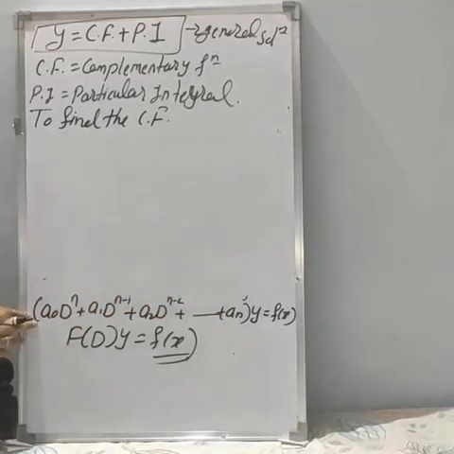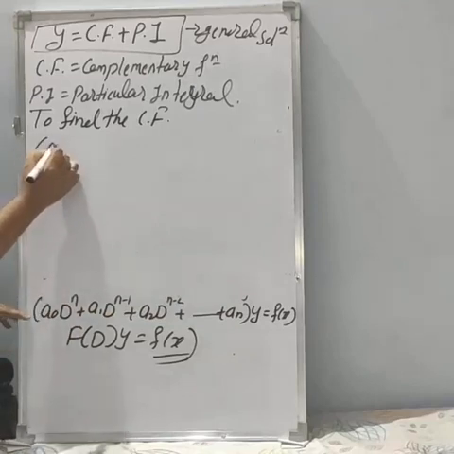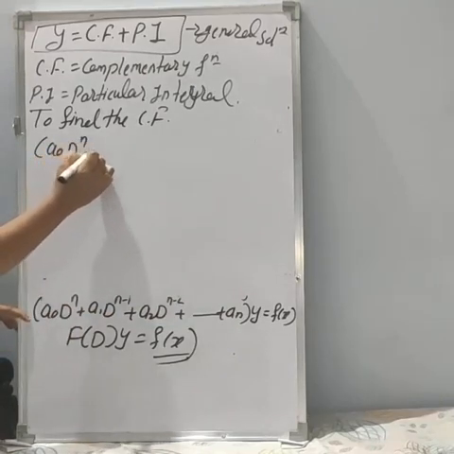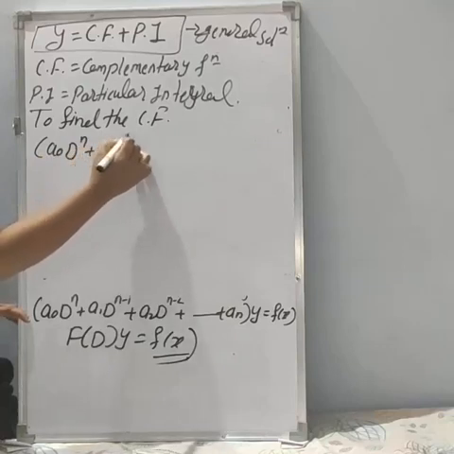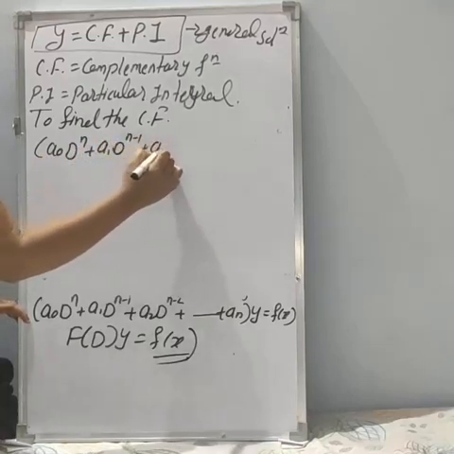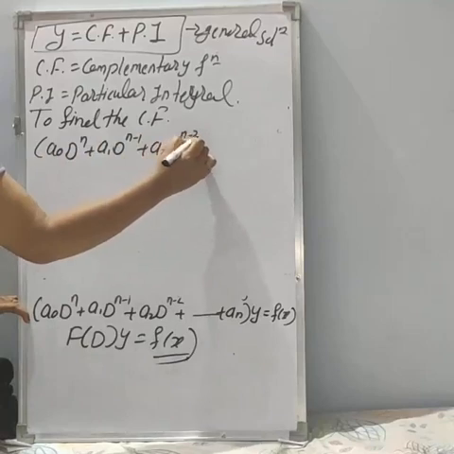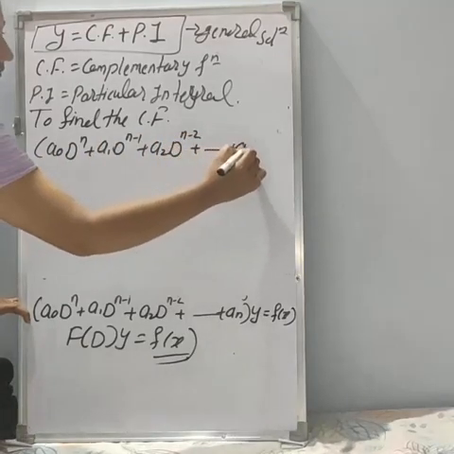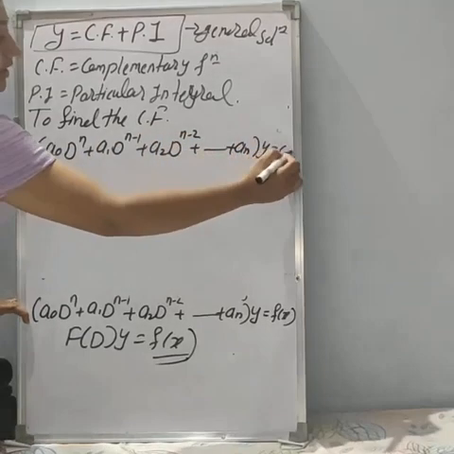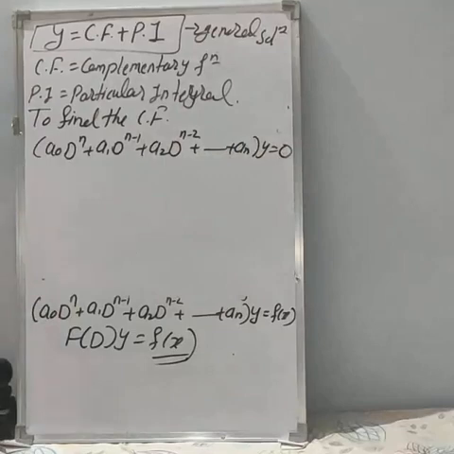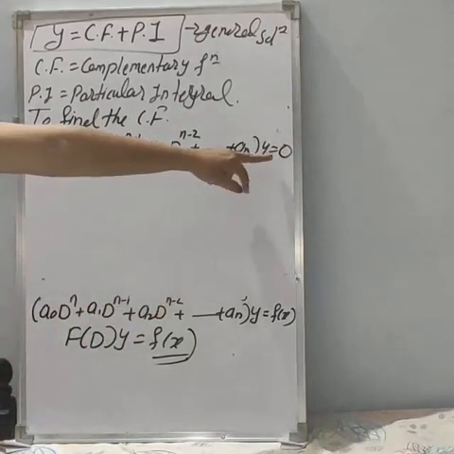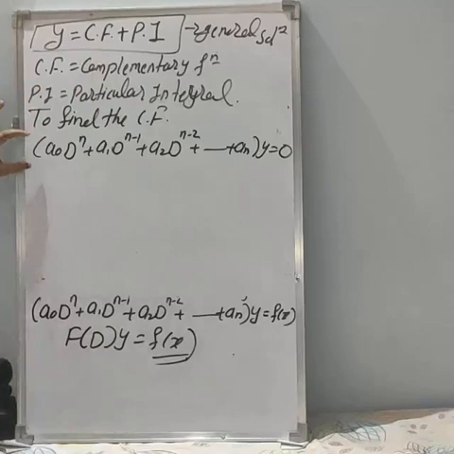This is the given differential equation. So what we have to write: a naught D raised to n plus a1 D raised to n minus 1 plus a2 D raised to n minus 2 plus so on plus an into y is equal to 0. Don't write f of x here; we have to write it equal to 0. So we equate the LHS side term to 0. That is the first step to find the complementary function.